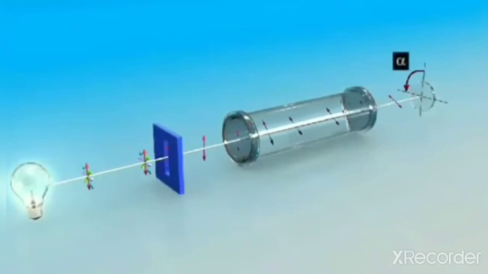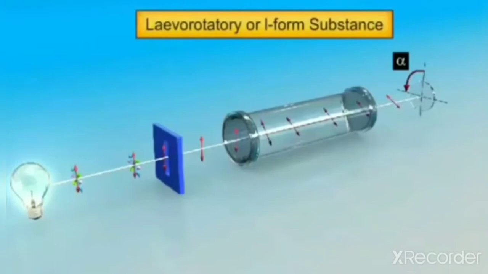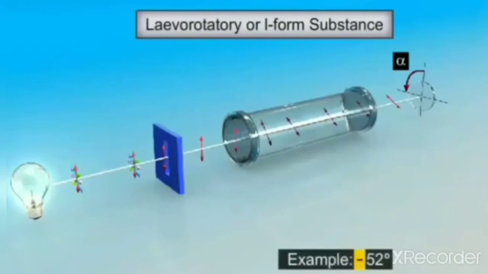And when the plane of polarized light is made to pass through a sample and it is rotated by an angle alpha in the anti-clockwise direction, then such type of substance is called levorotatory or L form of substance. Here it is represented by a negative sign with the angle of rotation. Here levo means left rotating, therefore it rotates to the left side, therefore it is called levorotatory.